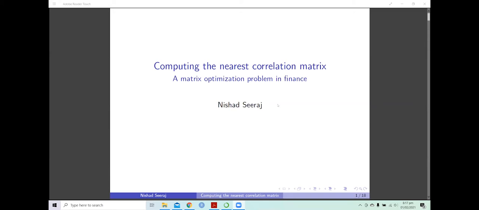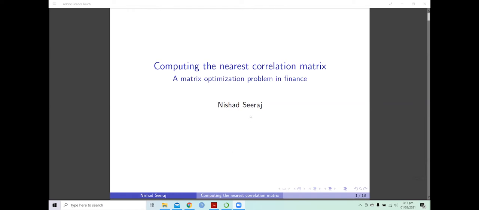As you can see, the title typically gives it away: computing the nearest correlation matrix. This can actually be done in any kind of field that uses any kind of correlation relation. But because my background is in finance and statistics, I use it in a finance setting. So for those of you who are interested in finance, I can show you at the end an application that I use in a risk management setting.